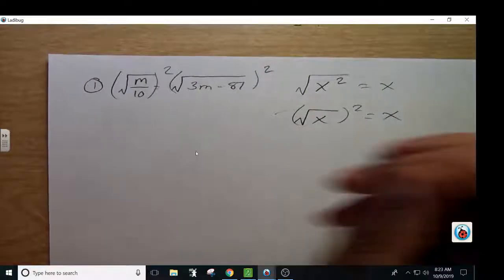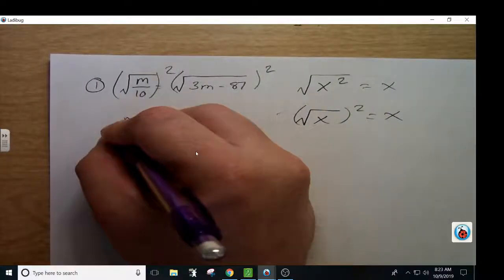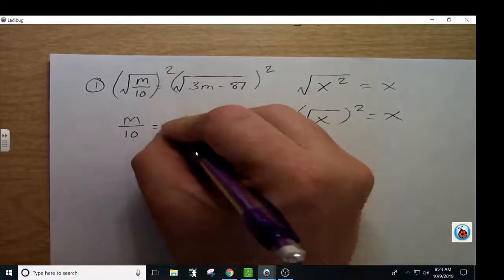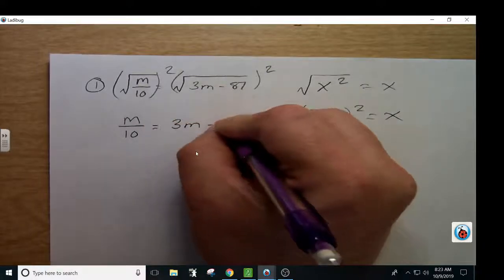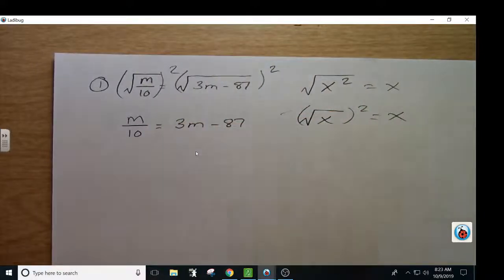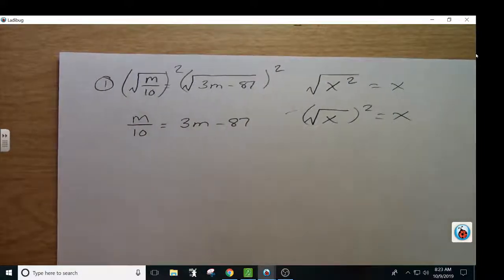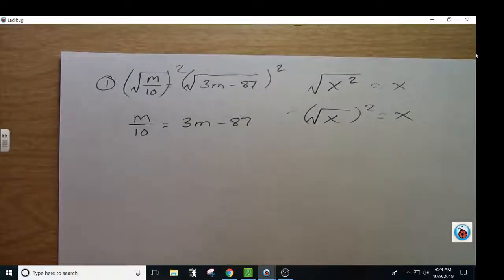All right? That gives us m divided by 10 equals 3m minus 87. All right, so we squared it. We got square roots away. Now we can work with the insides. Okay, so now we need to get m. First of all, we need to get our m's on both sides. Then we need to get the constant on one side, and then we need to get m by itself.